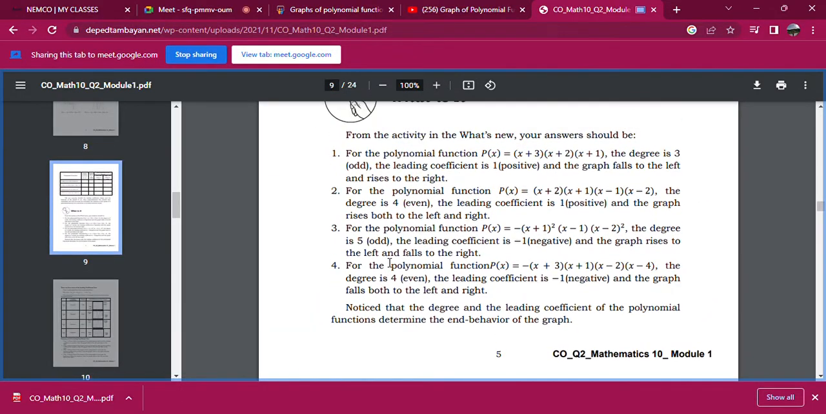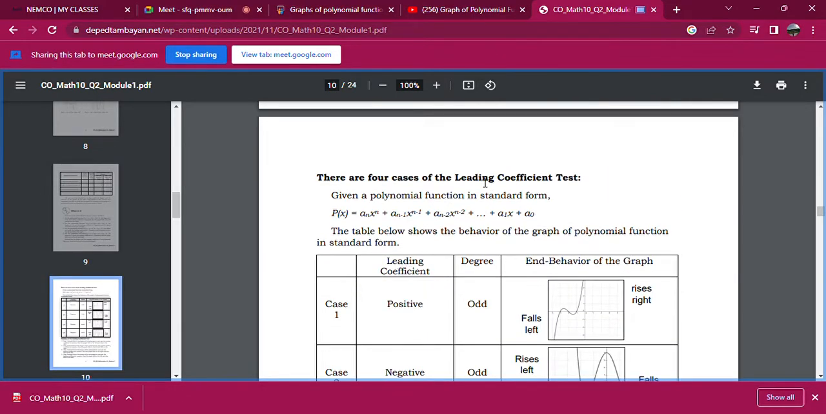Okay, so there are actually 4 cases of the leading coefficient test.